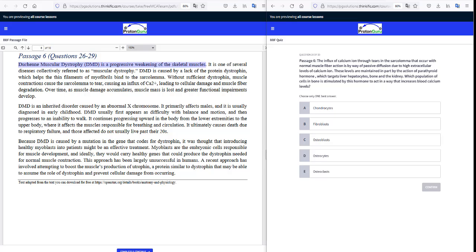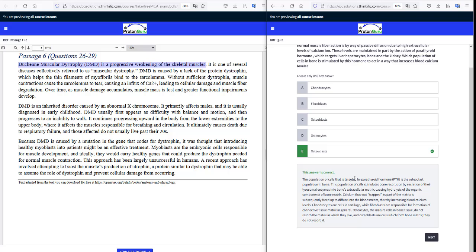Now, chondrocytes are cells in cartilage. So if we're specifically being asked about something in bone, the cartilage would not be what we're trying to look at here. Now, while fibroblasts are responsible for formation of connective tissue matrix, they're not part of the bone itself. Finally, we have osteocytes. They are the mature cells in bone tissue. They do not reabsorb the matrix in which they live. So the osteoblasts are the cells which form bone matrix. They do not resorb it. So we're going to pick osteoclasts.